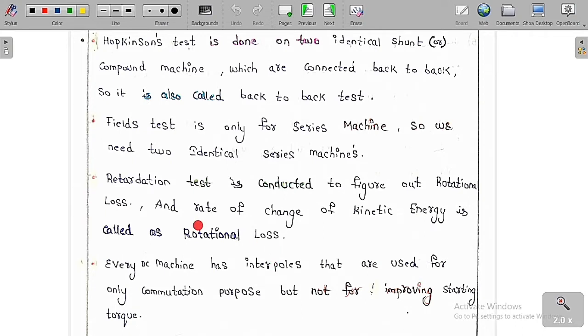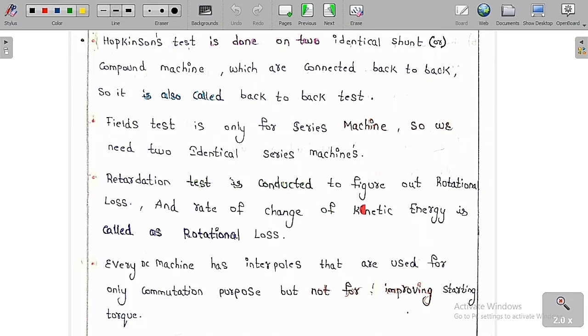So basically with the help of the retardation test we are going to find out the rotational losses. The rate of change of kinetic energy, d by dt of kinetic energy, is called the rotational losses. So we can figure out the rotational losses with the help of the retardation test, and the definition of rotational losses is the rate of change of kinetic energy.